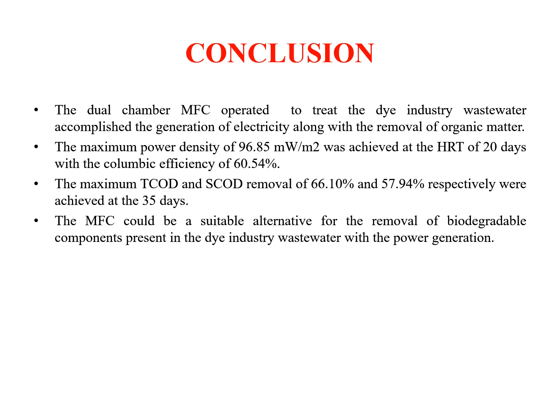The maximum power density of 96.85 milliwatt per meter square was obtained at a hydraulic retention time of 20 days with the Coulombic efficiency of 60.54%. The maximum TCOD and SCOD removal of 66.1% and 57.94% respectively were achieved at the 35th day.